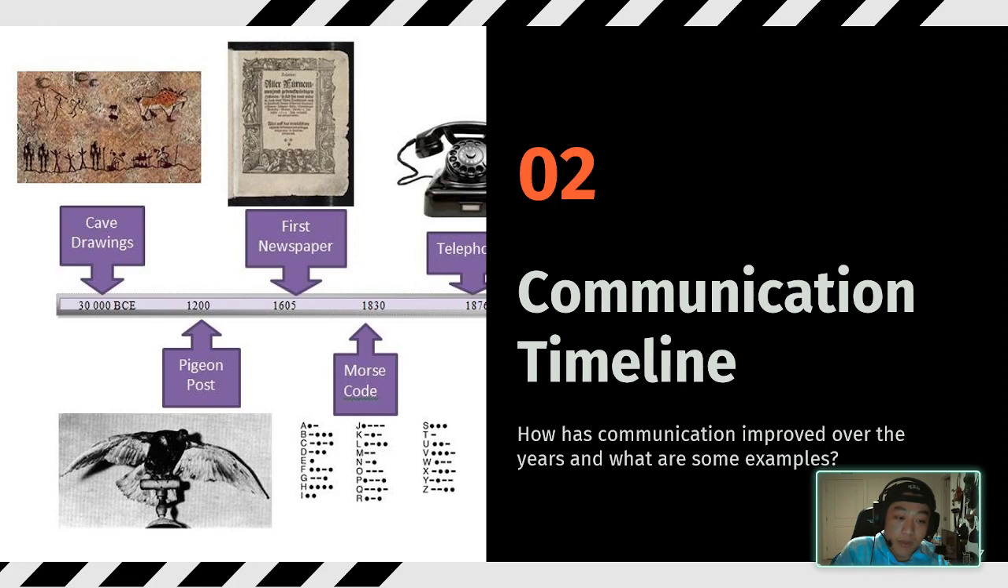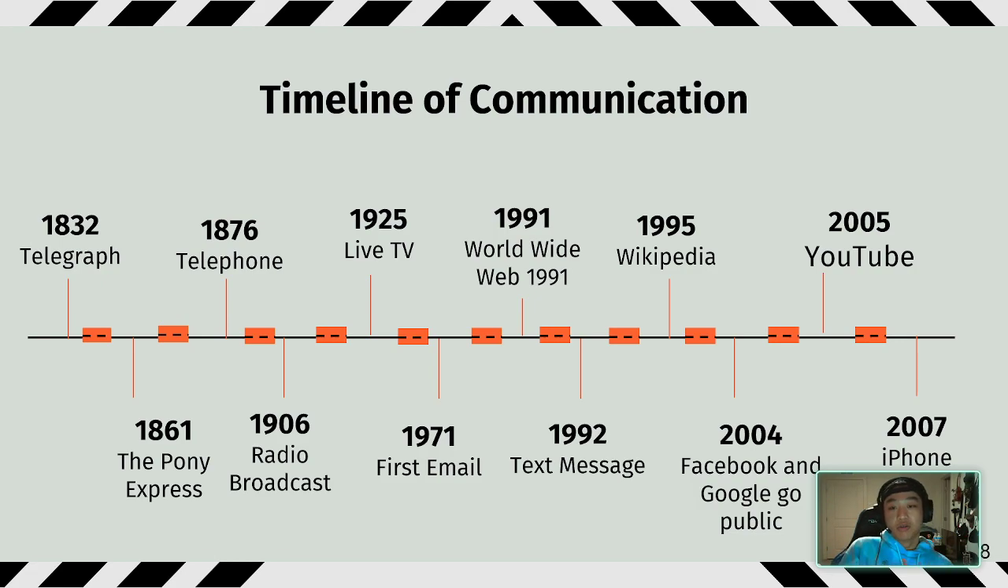But now we're going to be talking about the communication timeline. So has communication improved over the years, and what are some examples of those improvements? In 1832 we had telegraphs. Everybody knows who Alexander Graham Bell is, and he came up with the telegraph, and this developed into telephone, and the telephones then developed into the smartphone we have today. But we had other things such as the Pony Express, which I'll get into later, and we developed into telephone, radio broadcast, live TV, emails, the web, text messages, Wikipedia, Facebook and Google, YouTube, to the iPhone.